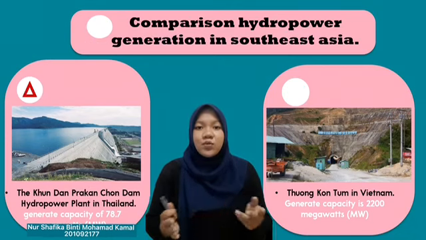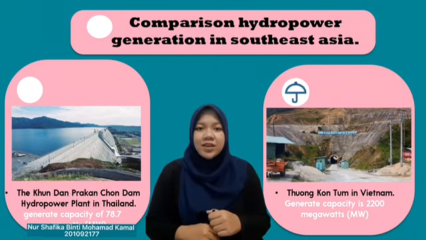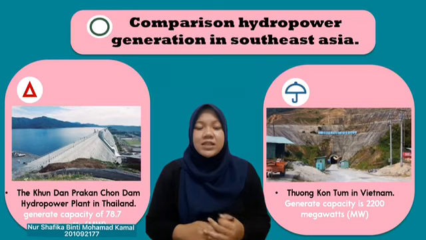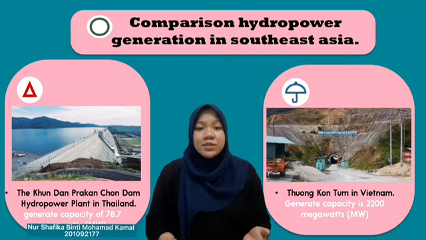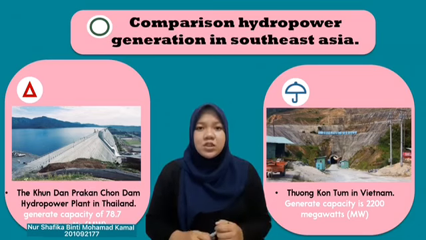Last but not least, we have hydropower station in Vietnam. This hydropower station has 17.4 kilometer tunnel that been used to draw water from the river. This hydropower station generate around 2,200 megawatt capacity of electricity. From the research, by this construction, there are some difficulty during maintenance.